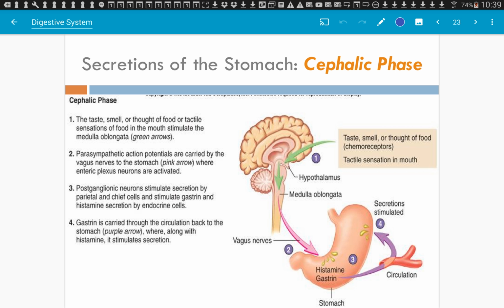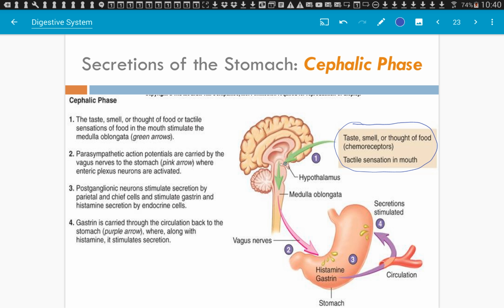And that can trigger the production of saliva. We've talked about that a little bit on Monday, how just the anticipation of food or seeing food can make you start salivating. That's the beginning of the cephalic phase, okay? So all of these things right there will trigger the cephalic phase.